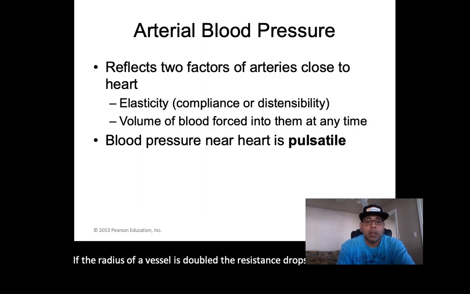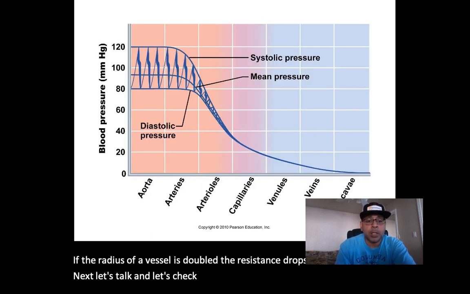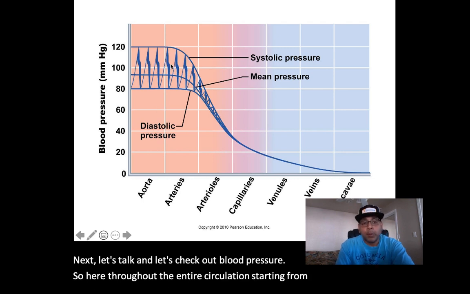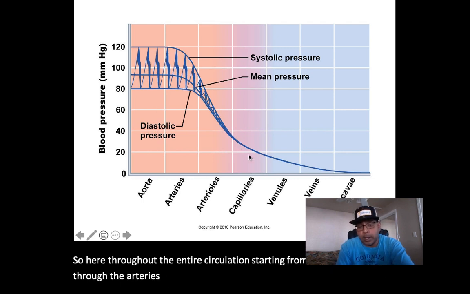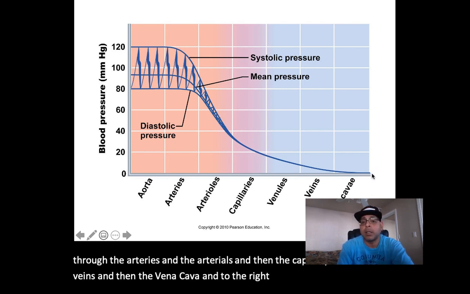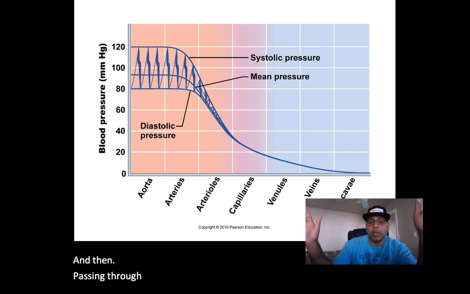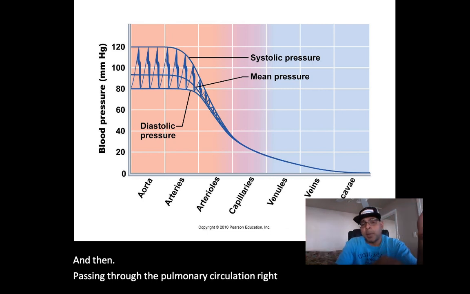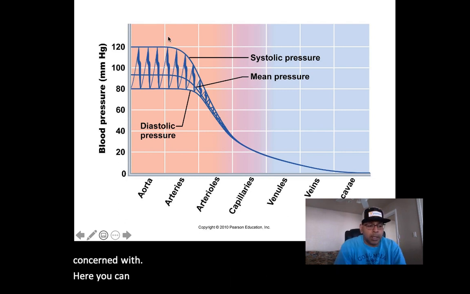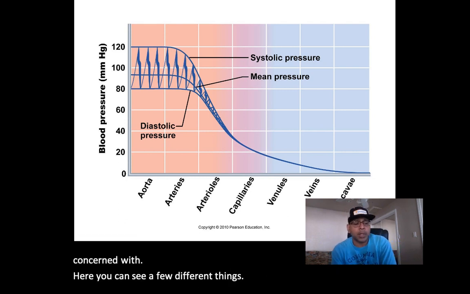Next, let's check out blood pressure. Here, throughout the entire circulation, starting from the aorta, moving through the arteries and the arterioles, and then the capillaries, the venules, veins, and then the vena cava, and to the right side of the heart. And then passing through the pulmonary circulation, and then coming back, we're picking it up from the systemic circulation. That's what we're really concerned with. Here you can see a few different things that we're going to check out.